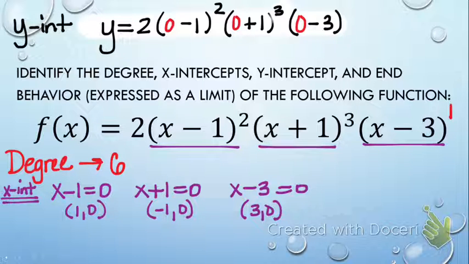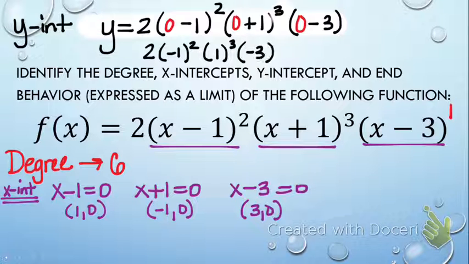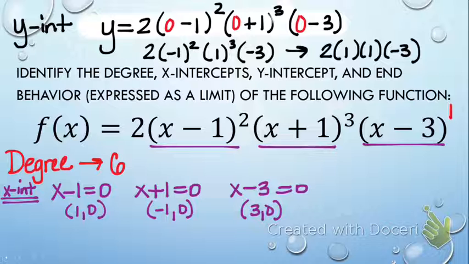So let me see. I try not to use a calculator. So we have 2 times negative 1 squared times 1 to the power of 3 times negative 3. So that is going to be 2 times positive 1 times positive 1 times negative 3. So did you get negative 6? Negative 6. So your y-intercept would be at 0, negative 6.